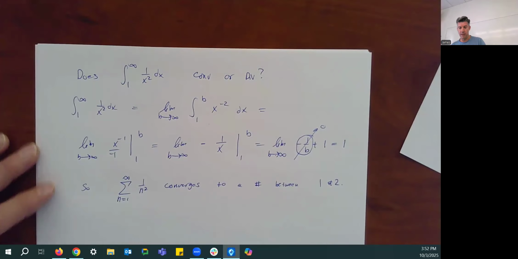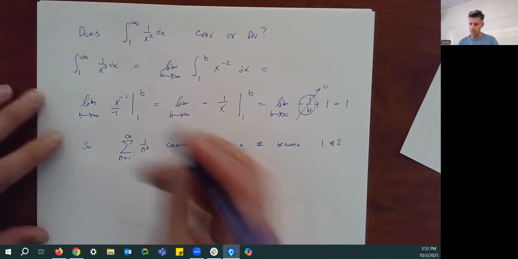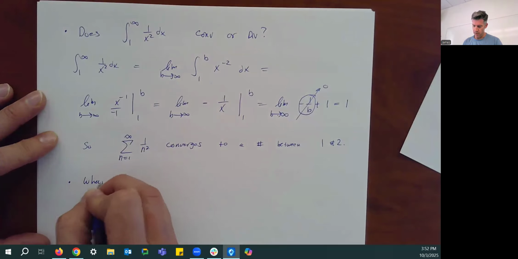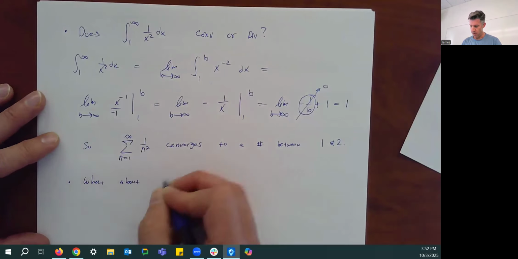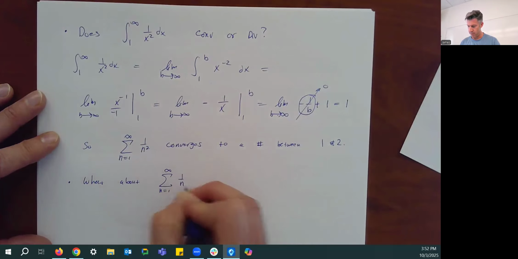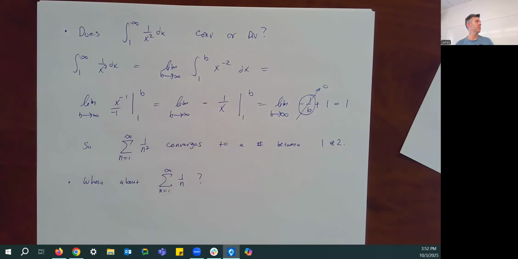On the other hand, what about the sum from n equals 1 to infinity of 1 over n? Well, what should I do first?